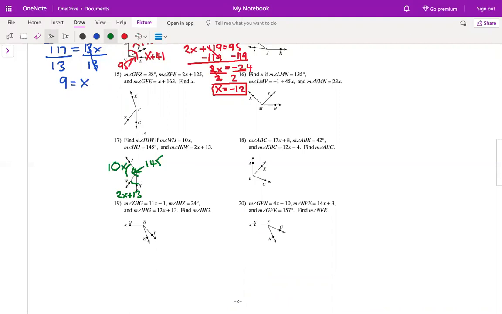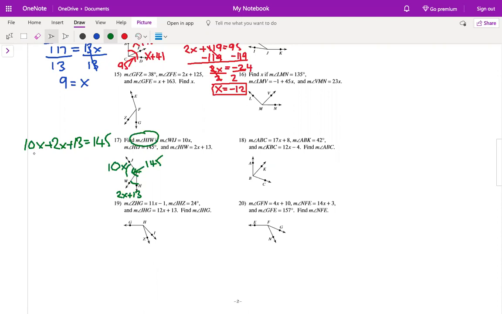We actually have to find the measure of HIW, so we need to solve for x, so we can then substitute what we get back in to get the measure of the angle. So let's set up our equation to find out what x is. The sum of the two inside angles add up to the outside one. Let's go over to the left here. So we have 10x plus 2x plus 13 equals 145. These are the two smaller angles, adding up to the measure of the larger one.